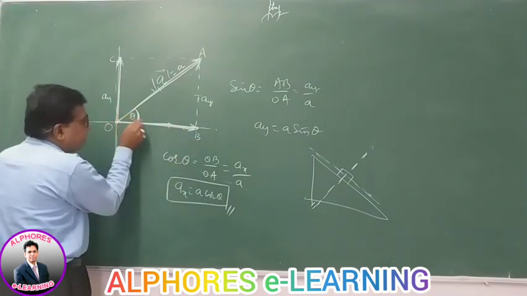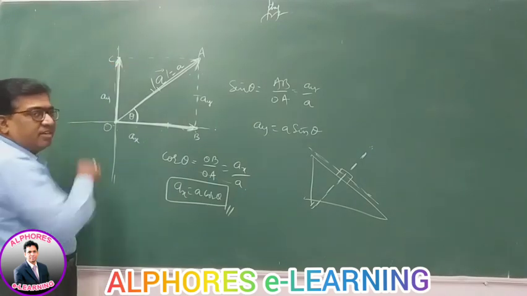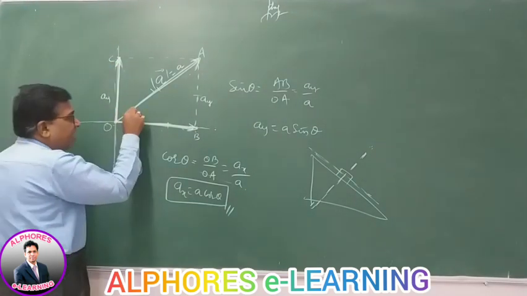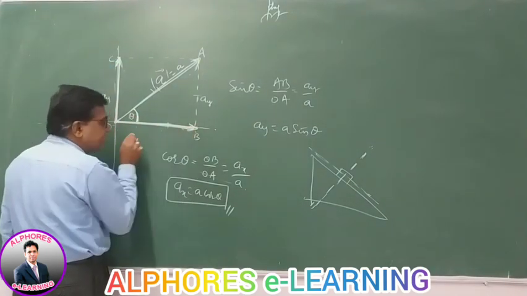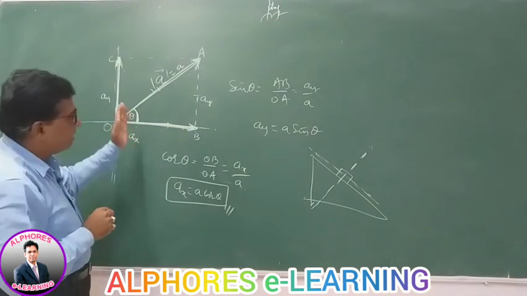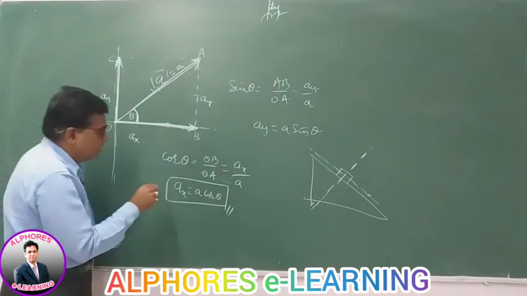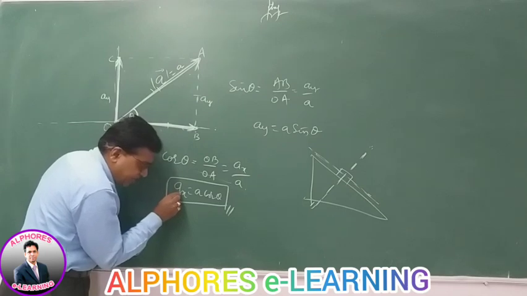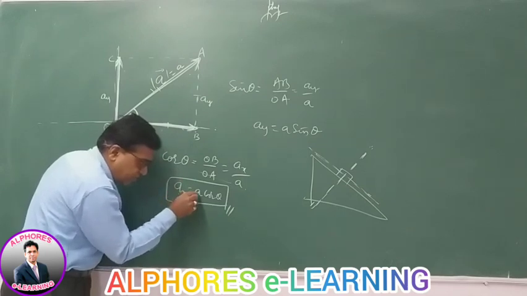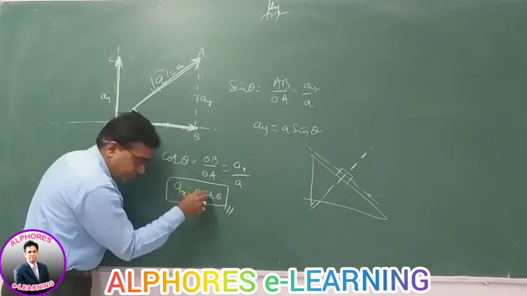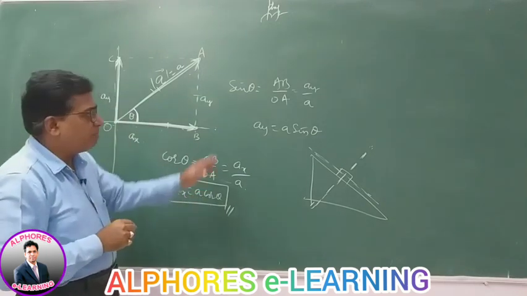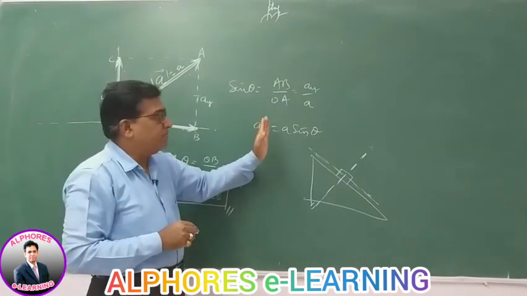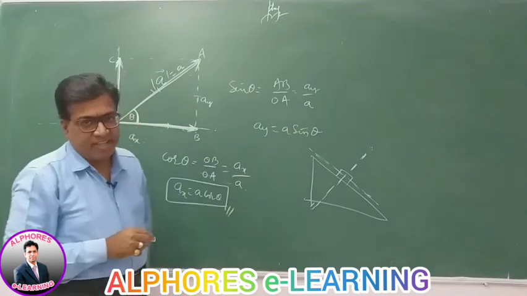The component adjacent to the angle is the adjacent component. The other one is the perpendicular component. The adjacent component of any vector is the magnitude of the vector times cos of the angle. The perpendicular component is the magnitude of the vector times sine of the angle.